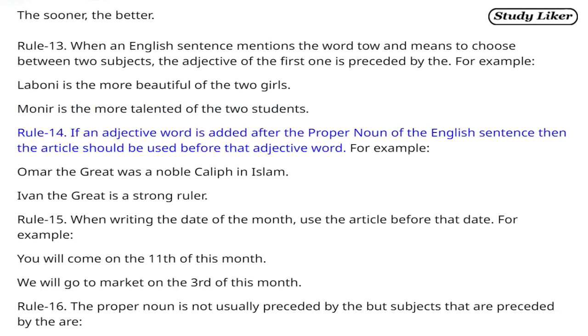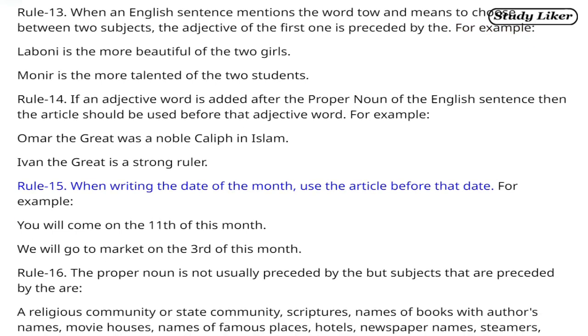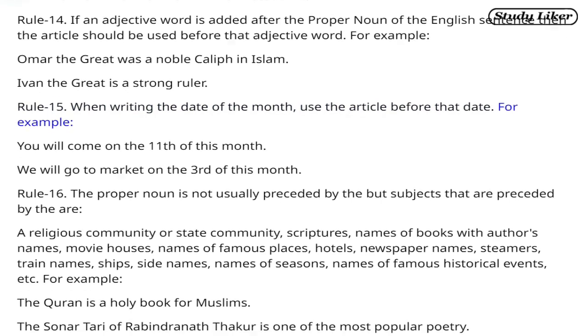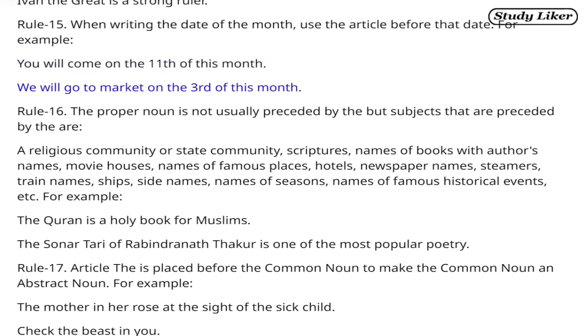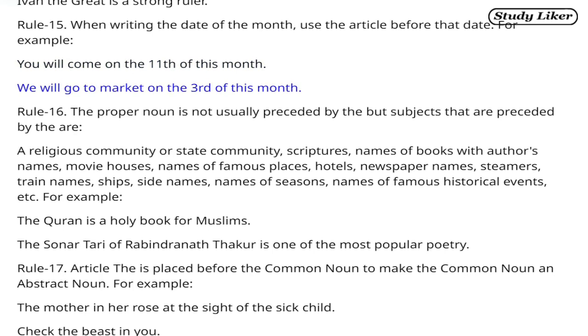Rule 14. If an adjective word is added after the proper noun of the English sentence, then the article should be used before that adjective word. For example, Omar the Great was a noble caliph in Islam. Ivan the Great is a strong ruler. Rule 15. When writing the date of the month, use the article before that date. For example, you will come on the 11th of this month. We will go to market on the 3rd of this month.